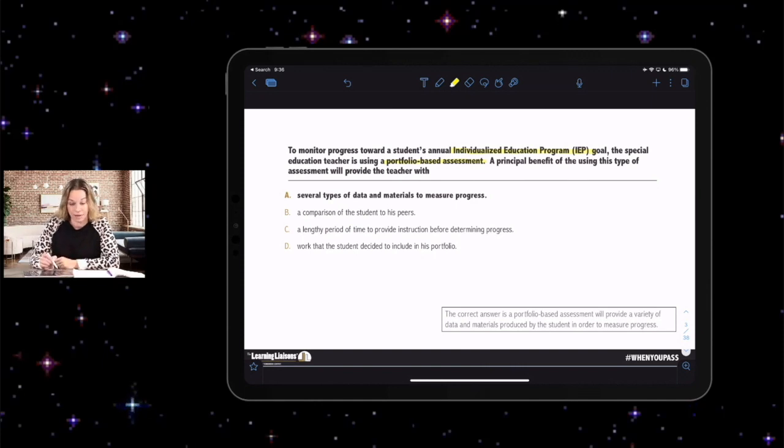So when I'm looking at my answer choices, I'm going to look at how this is measuring progress. And I'm also looking at the fact that it has several types of data. So this isn't just limited to special education. My son's in kindergarten and he has a portfolio, again, to show his progress and his growth throughout the time. This is going to be different from a standardized test, because that's one type of assessment, where a portfolio is showing multiple pieces, especially ones that are specifically the student's work.